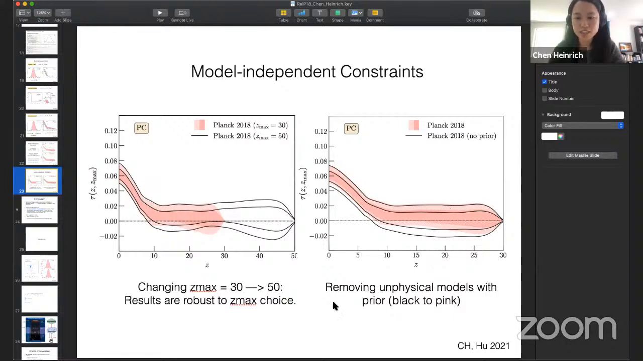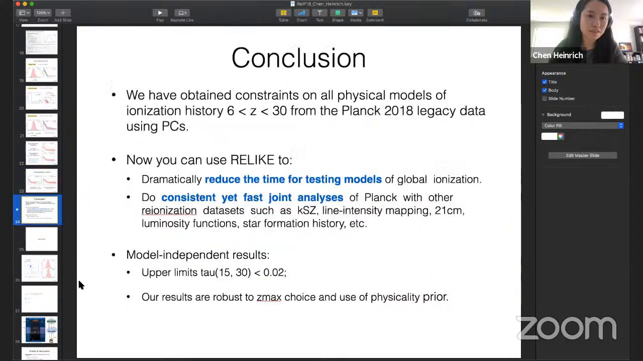The upper limits barely change, and the effect of imposing the prior is really just to remove some of the negative ionization here. That is, not really a physical model. So in conclusion, we compress this, plug 2018 data into an effective likelihood and obtain model independent results. And so now the code is public and you can use it to really help you with model testing.